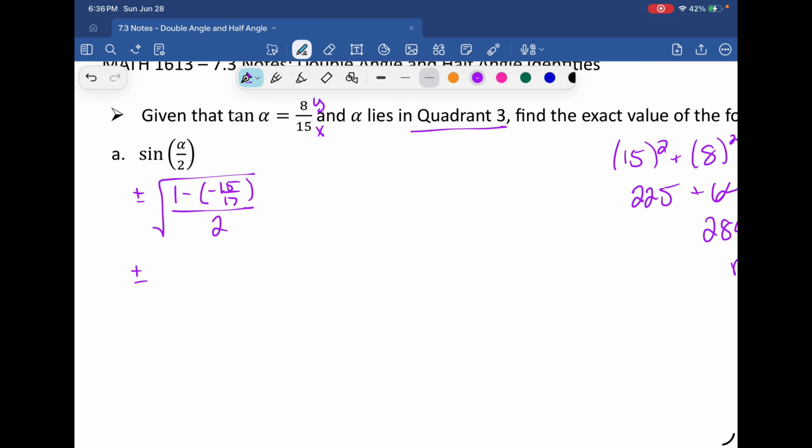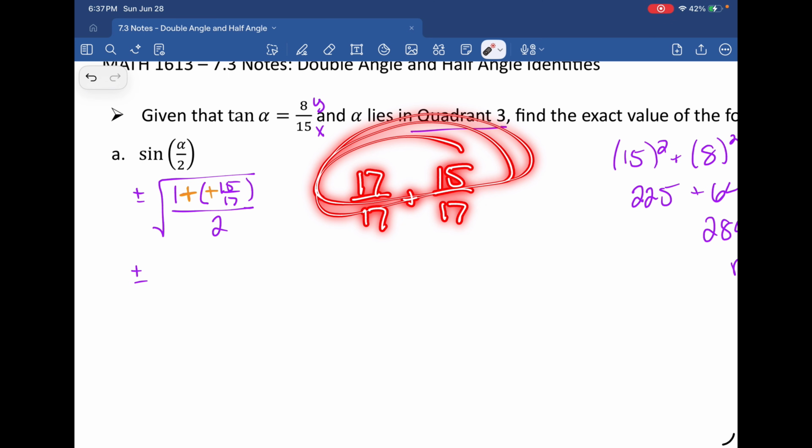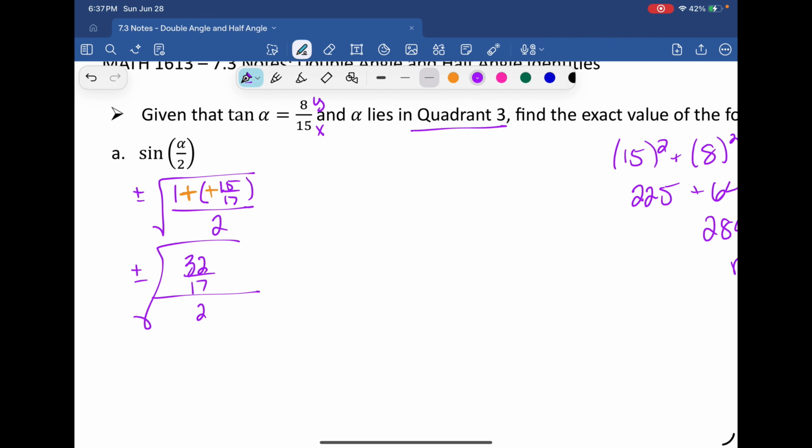All right, so I'm going to add these two together. The reason I'm adding them is I have minus the negative, which is the same as plus a positive. You can 100% do this in your calculator. I can do this because I know that 1 is 17 over 17, and I'm adding 15 over 17. So I add those two together, I get 32, and this is all over 2. I'm spending too much time trying to get that square root sign looking good. So we end up with plus or minus the square root of 32 over 17, all over 2.